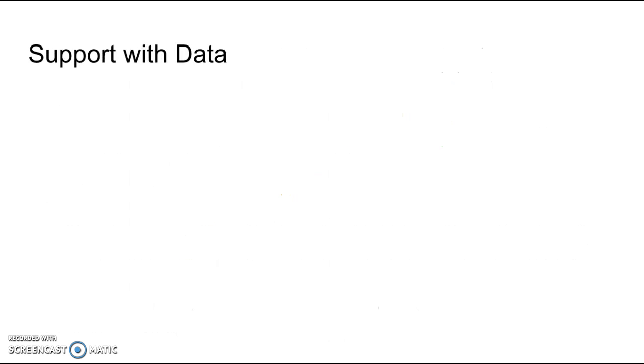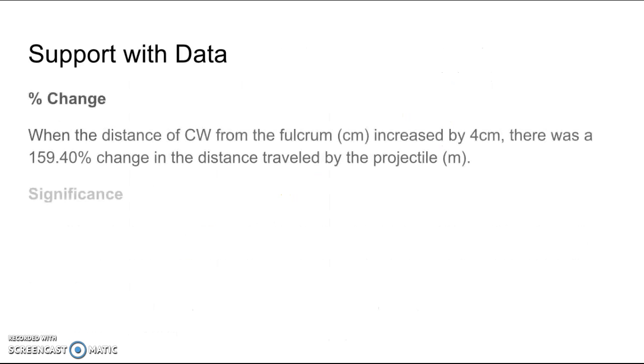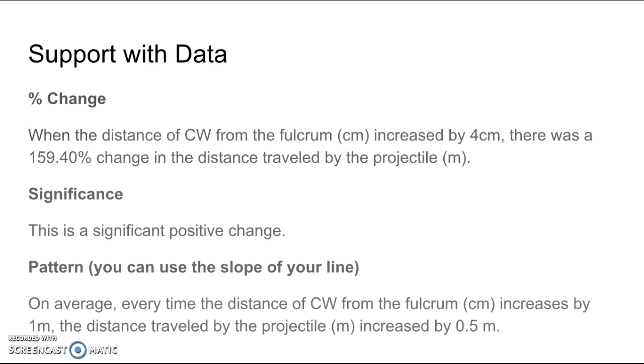All right, so let's go back to the supporting data. Percent change, significance, and my pattern should be, on average, every time the distance of the counterweight from the fulcrum increases by 1, the distance traveled by the projectile increased by about 0.5. Right? Simple, just a pattern of what's happening.